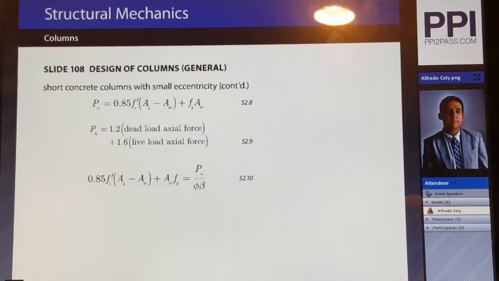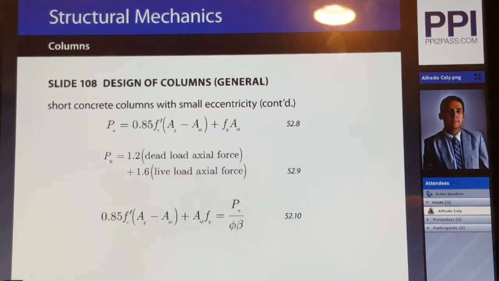Now we see the additional equations in CERM, which go from equation 52.8 through 52.10, that deal with the small eccentricity of short concrete columns. So I'm zooming in so you can get a better look at them.